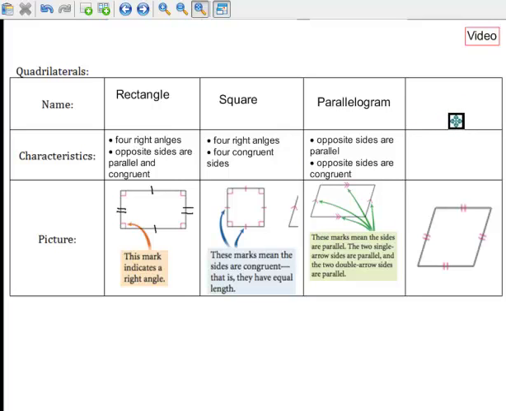Last quadrilateral we're going to talk about is a rhombus, and a rhombus has four congruent sides, so notice that all four of these sides are the same, and it also has opposite sides which are parallel.